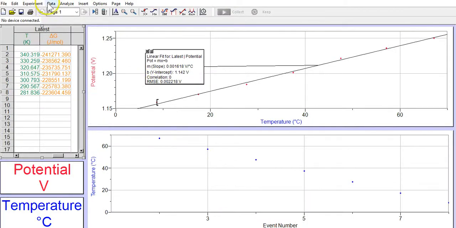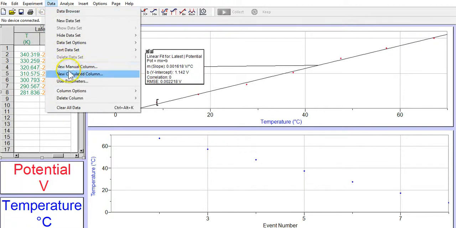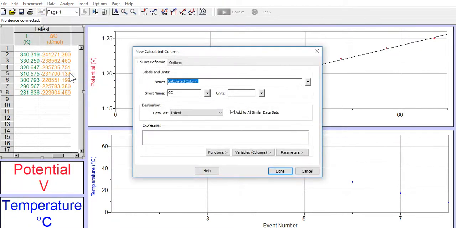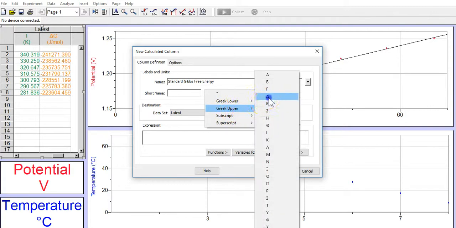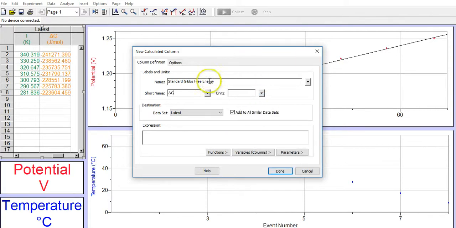So we'll come back to here, we'll go up to data, and we'll get another new calculated column. This time we can call it standard Gibbs free energy. And again, we can go down here to our short name, and we can actually use Logger Pro to get that too. We can get a Greek upper delta, G, and then the standard has the degree sign to denote that that is the standard. So we can find that under the drop down as well. Again, this will be in joules per mole.